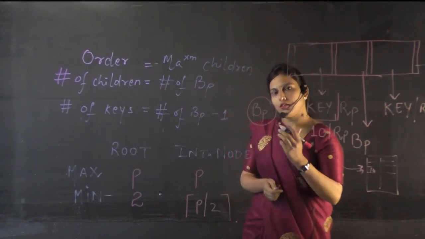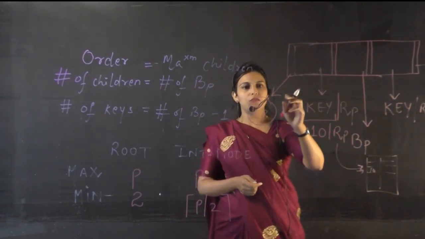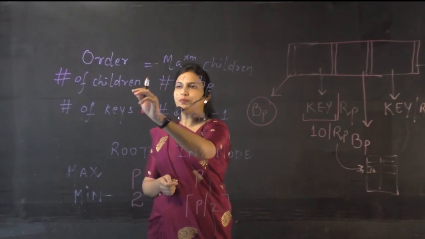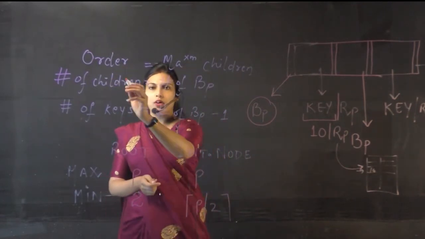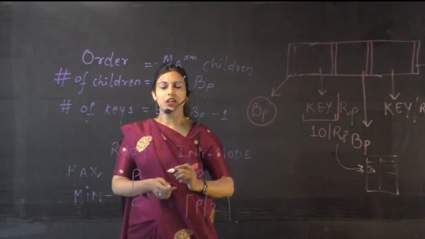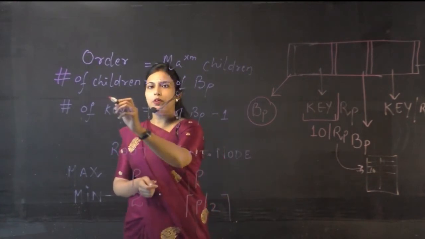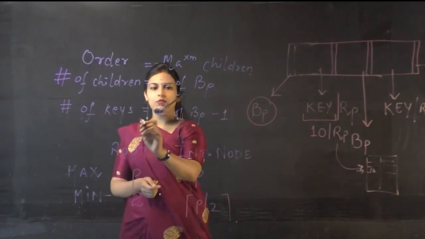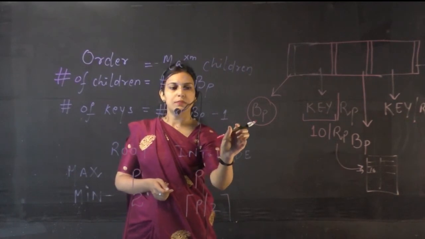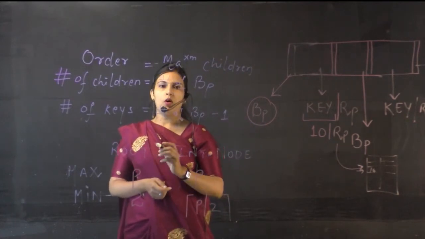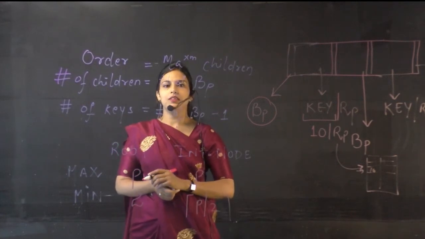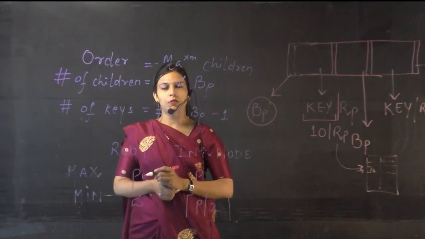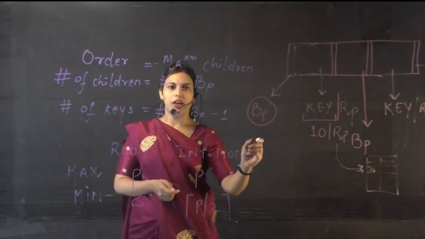If I say the order of a tree is P, then we can create P children from that node. So we will generalize it. What is the order of a tree? The order of a B tree is the maximum number of children any node can have, and the number of children will be equal to the number of block pointers. Now the number of keys will be equal to the number of block pointers minus 1. So if the order of the tree is P, then the number of children for that tree will be P, and the number of keys for that tree will be P minus 1.